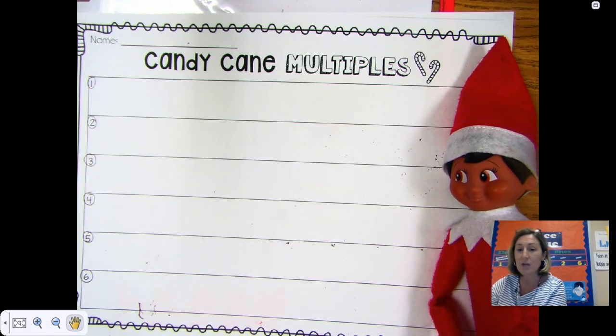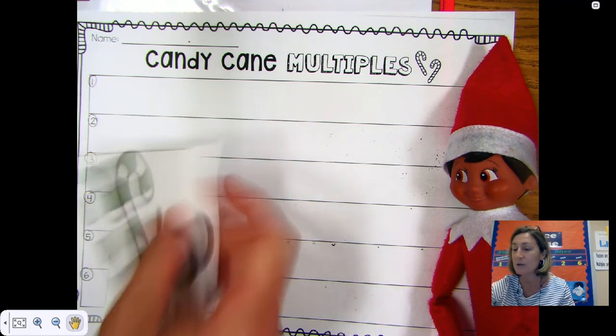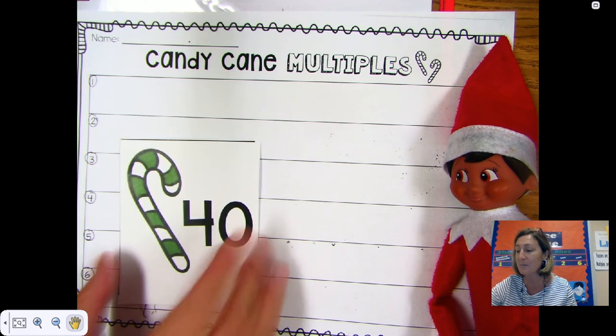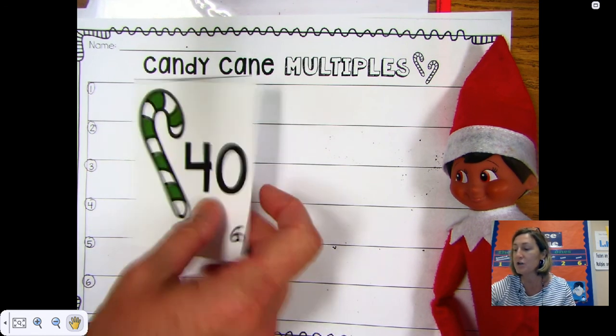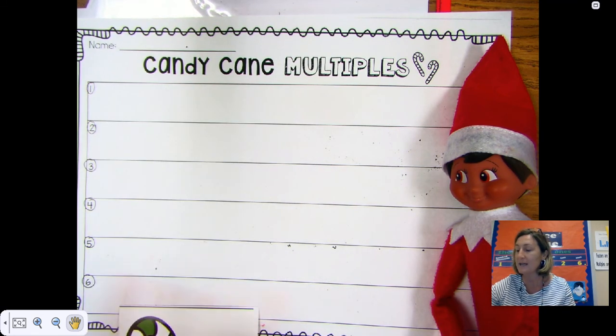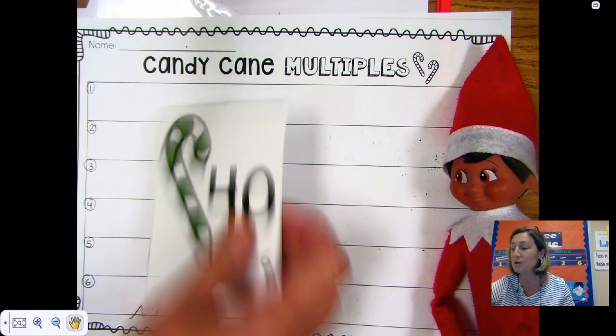All right. So I hope you and our nice little class elf had fun with multiples. Remember, multiples many, and it's skip counting. So we're just skip counting by the number, whichever number you see on your candy cane, and you're going to write it next to the matching number to your card.